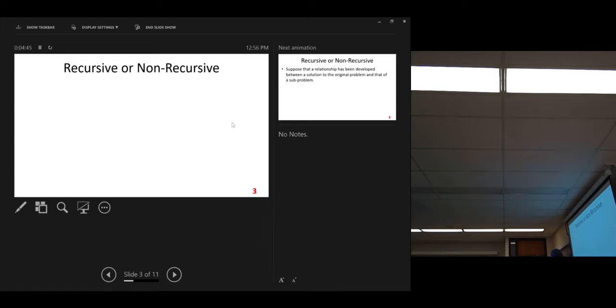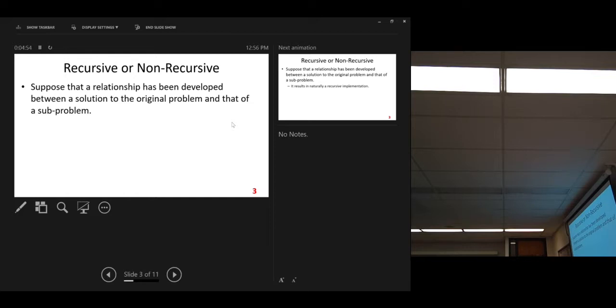Recursive or non-recursive. We talked about this before. Suppose that a relationship has been developed between a solution to the original problem and a subproblem. So we get a recurrence relation. For the implementation, we need to consider which way to do it. When we do divide and conquer, we derive a recurrence relation. Now you need to write the code, write your program. So you have two options: recursive way, non-recursive way. Non-recursive, iterative, we can do it, right? It's possible.